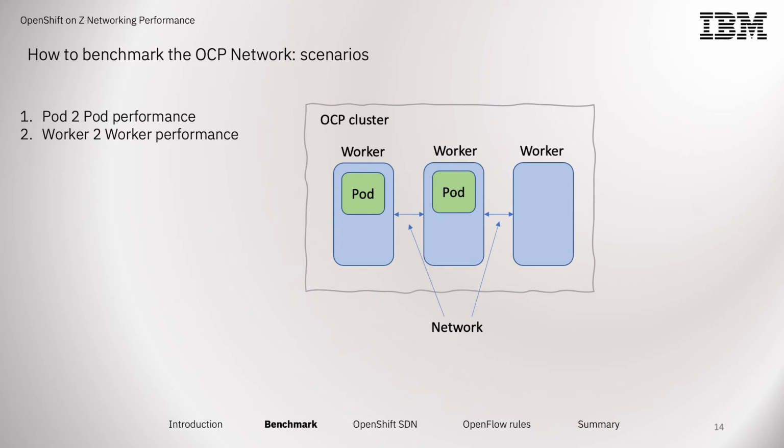The second scenario involves several workers. This means that the client-server workload can be distributed across different workers. This is also interesting, for example, in microservice architectures that are distributed across multiple systems.